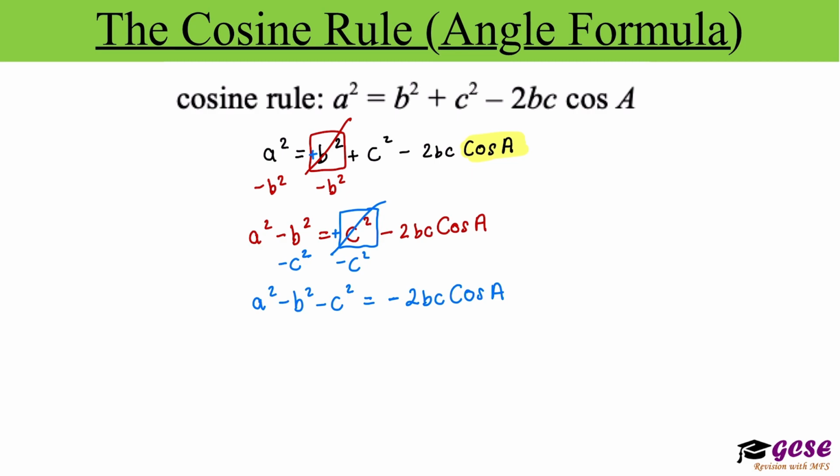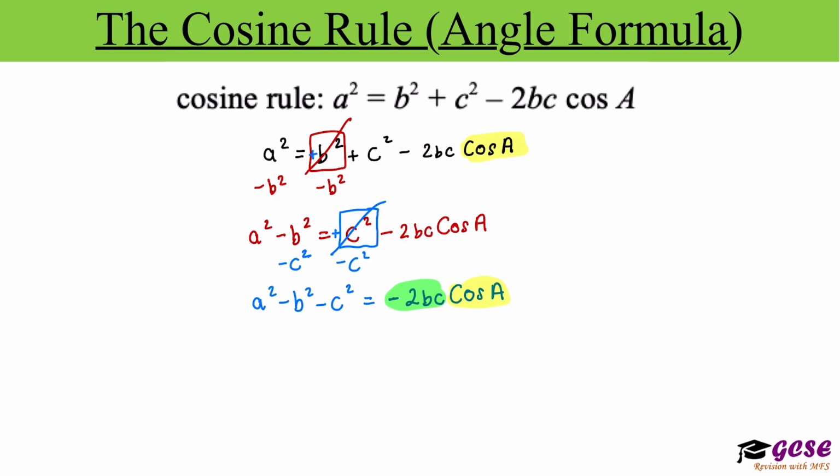Okay, that's our next stage done. Now, we just want this cos a, remember. Okay, now this is the part that people get confused with. This 2bc that we have is being multiplied to cos a, because as you can see, there's no symbols between the letters or the numbers. It's being multiplied to cos a. So to get rid of something that's being multiplied, we have to do the opposite of it, which is divide.